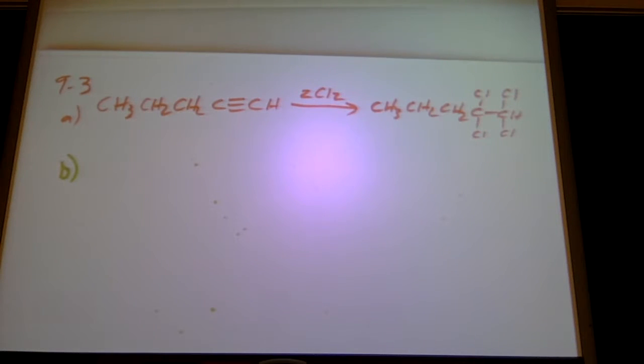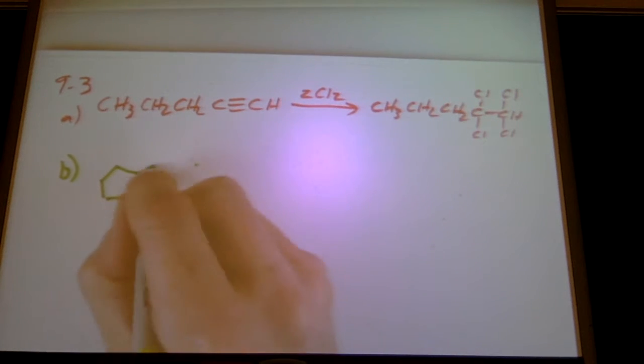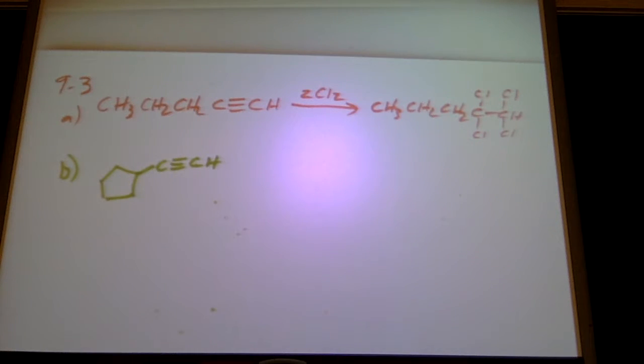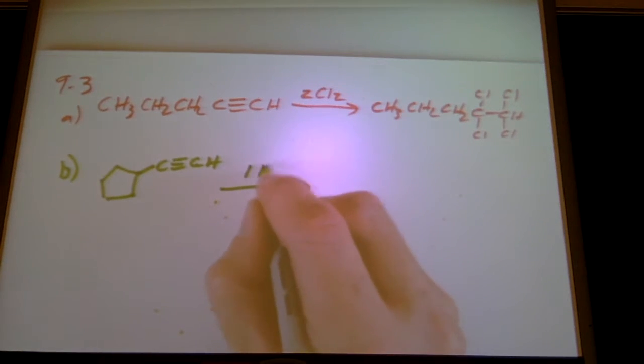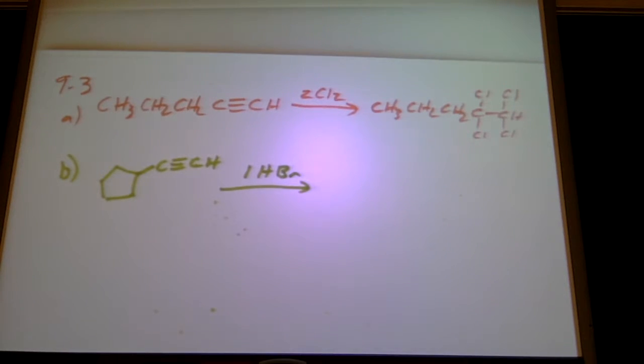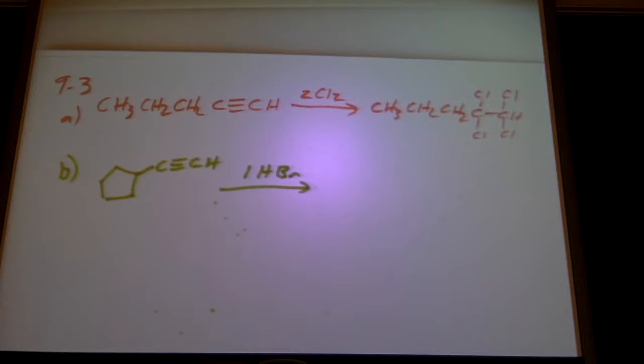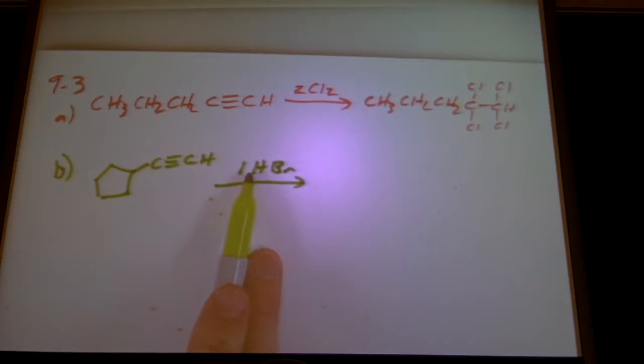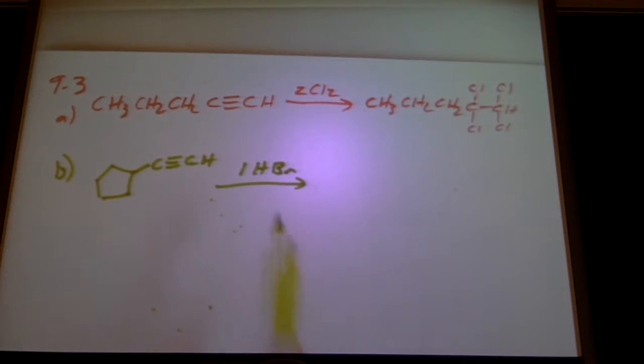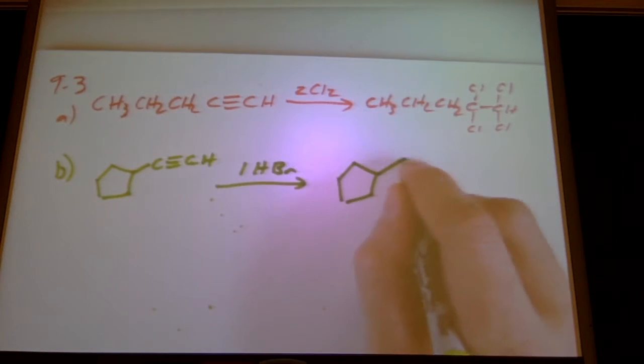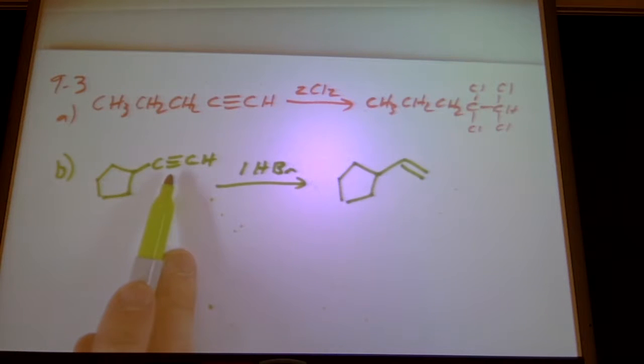I'll look at B. Now this one, it specifies just 1 equivalent of my HBr. So it's HBr, so I know H adds to one side, bromine adds to the other side, bromine goes to the most substituted position. Where I have my triple bond, I'm going to change that to a double bond. H would add here, bromine to the most substituted position.